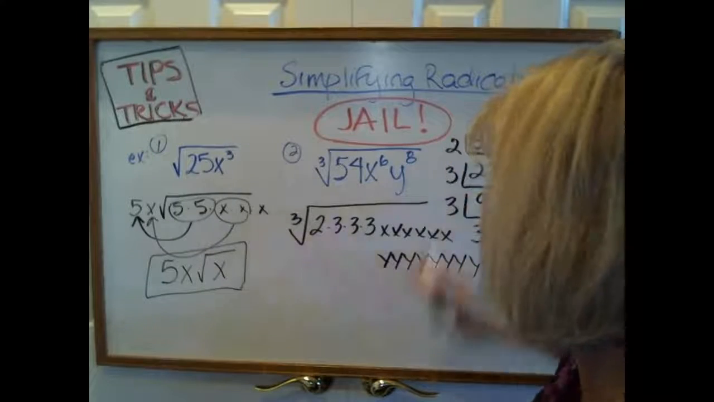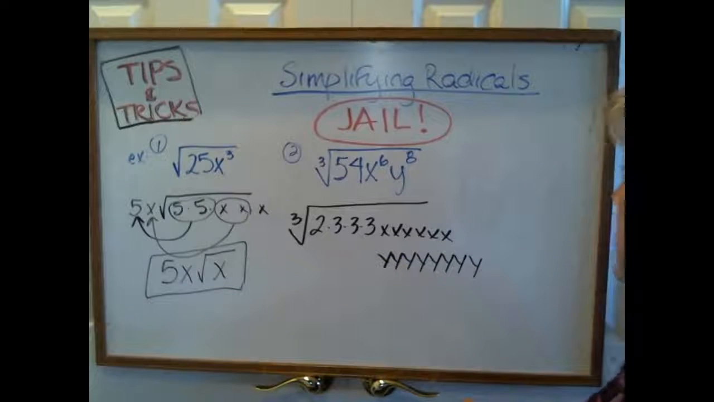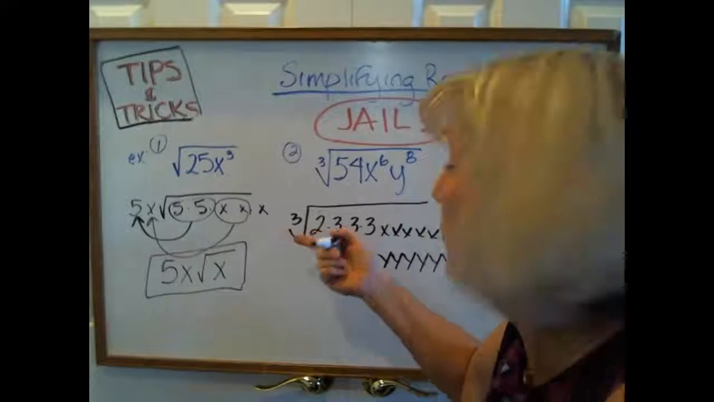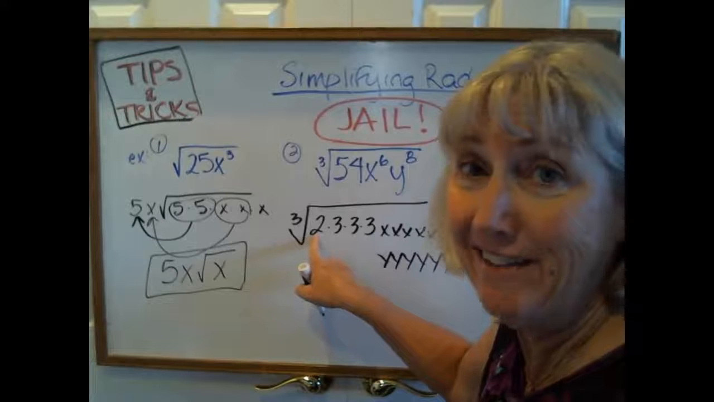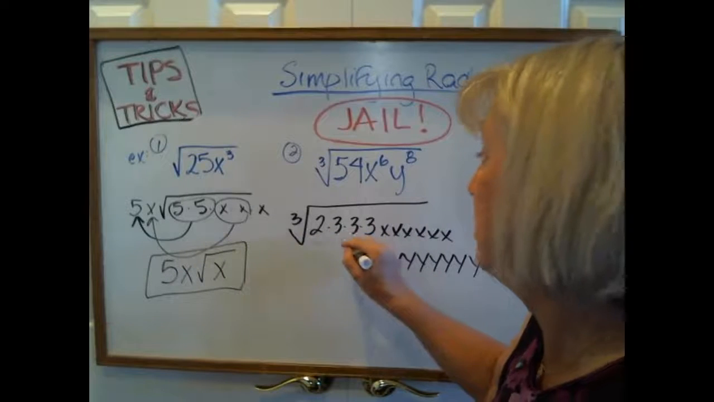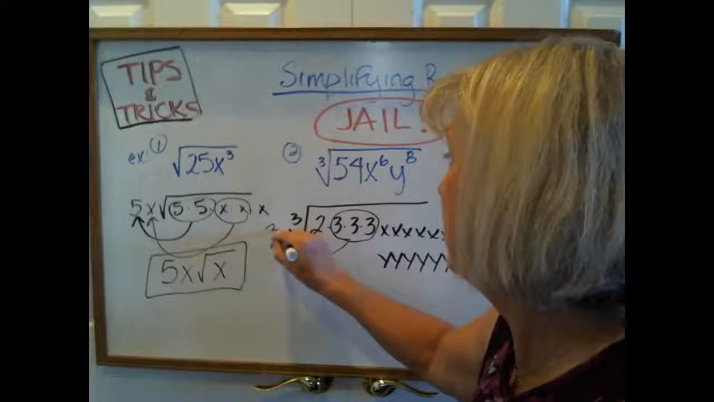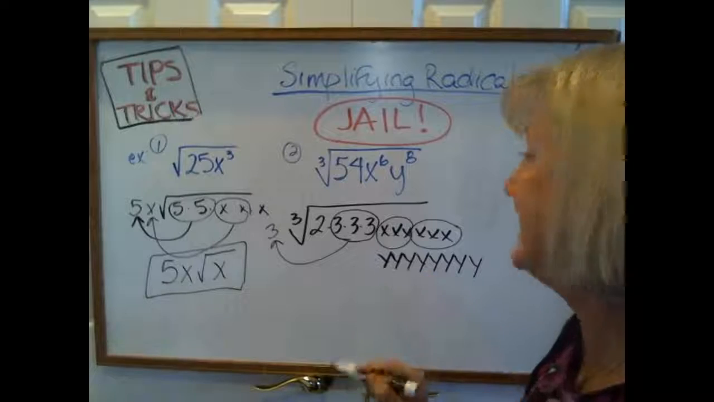And I'm going to erase this, get this out of the way, so it isn't so confusing. Since this is a maximum security prison, we need to take out groups of 3. The 2 doesn't have any friends. There's a group of 3, so we can take these out to the outside. We have 2 groups of 3 of the x's.